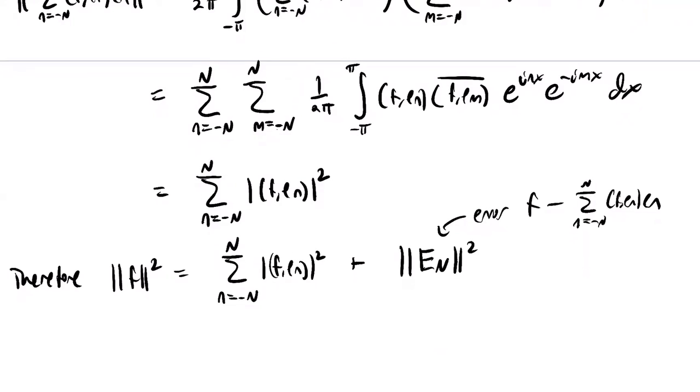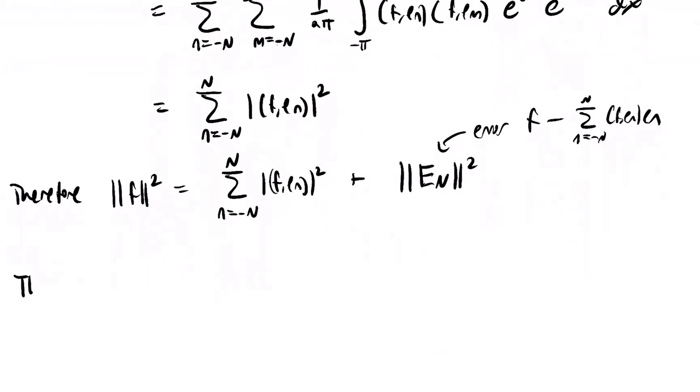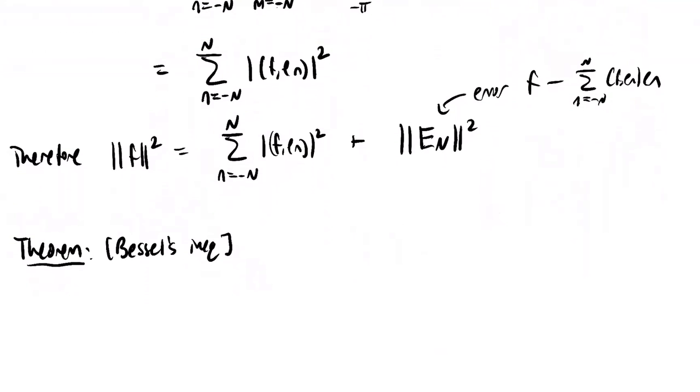Right. And so in particular, we obtain the following theorem, which is called Bessel's inequality. Let's suppose I look at the formula above. Notice that this sum plus the error term is equal to the L2 norm of f. Well, the term on the right is always bigger than or equal to this sum, right? So this sum always has to be less than or equal to the L2 norm of f.